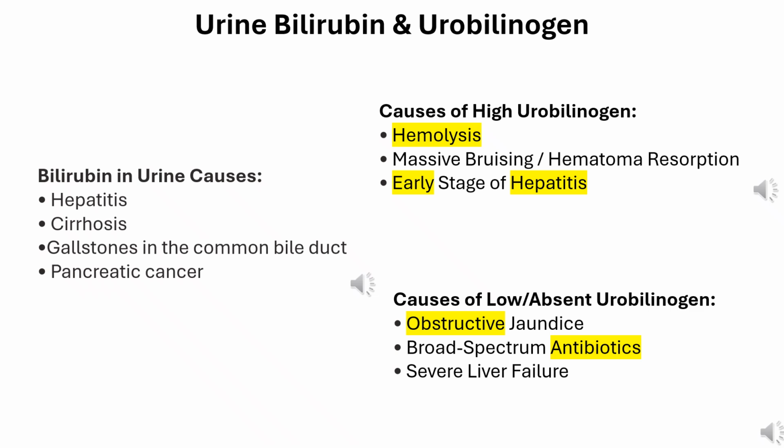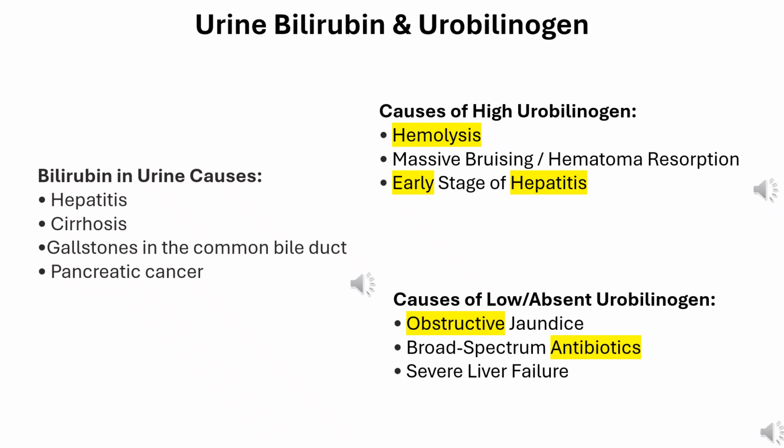Causes of bilirubin in urine: hepatitis, either viral or alcoholic; cirrhosis; gallstones in the common bile duct; pancreatic cancer compressing the bile duct. Urobilinogen in urine measures the amount of urobilinogen, a breakdown product of bilirubin, that has been reabsorbed from the gut and excreted by the kidneys. Normal is less than 1 milligram per deciliter; a small amount is normal. Urobilinogen can be high or low, indicating different problems.